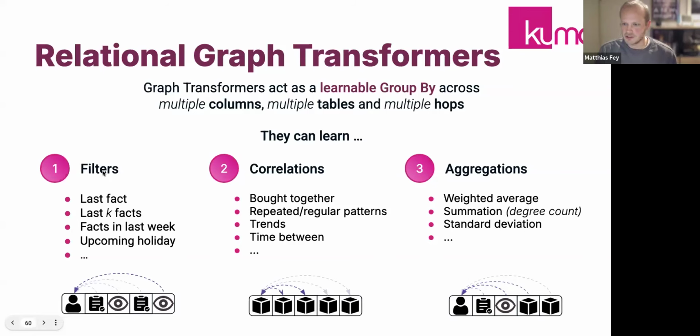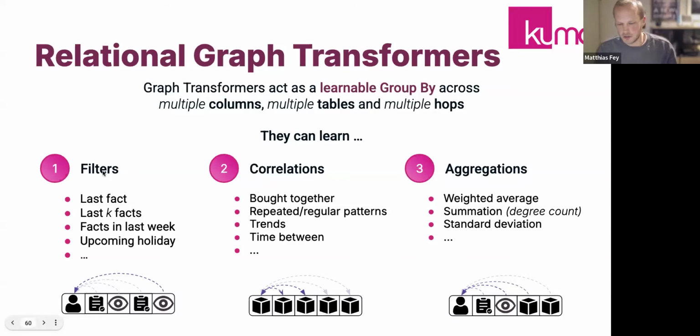Just to give you an illustration of that, they can learn, for example, filtering. So they can easily attend to the last facts of the last week. They can also learn correlations between facts and articles and so on. So we can learn about what articles were bought together, or whether there exist some regular or repeated patterns, such as a user buys a specific article every beginning of the month.